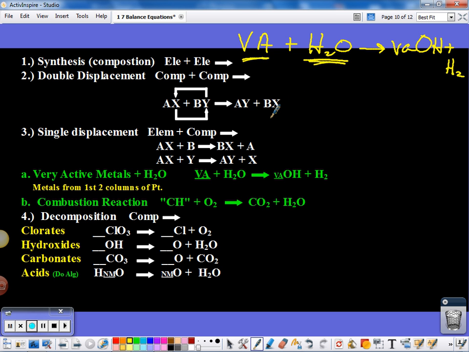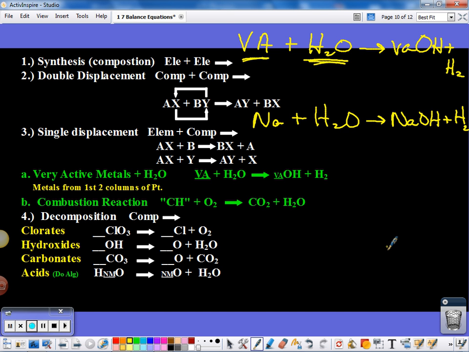So when we look at this, we have something like Na plus H2O. Determine what type of reaction it is first. It's a single replacement or displacement. And then it's got water. Well, that's a cue for me to think, does sodium come from the very active metals? So I'd look at the periodic table and say yes, it comes from the very active metals. So my product is going to be NaOH plus H2. You are predicting those products.